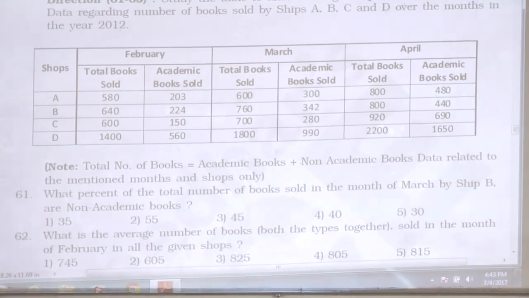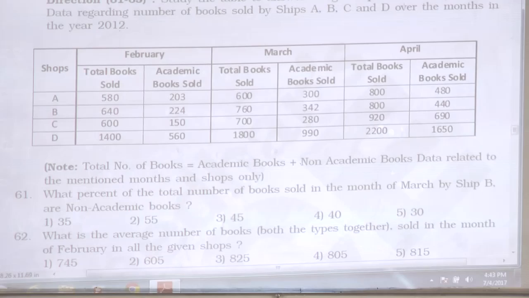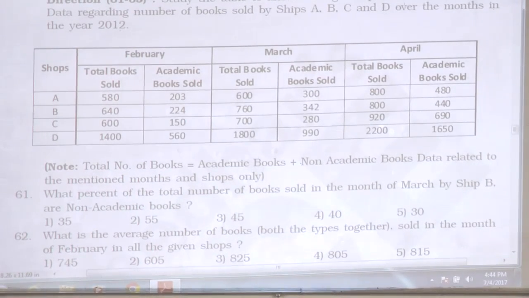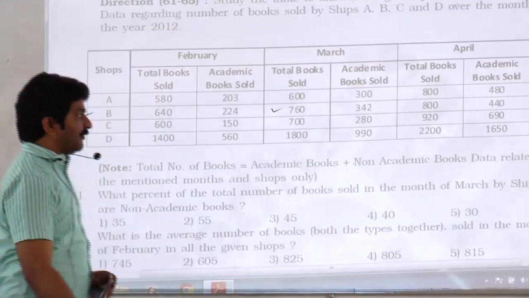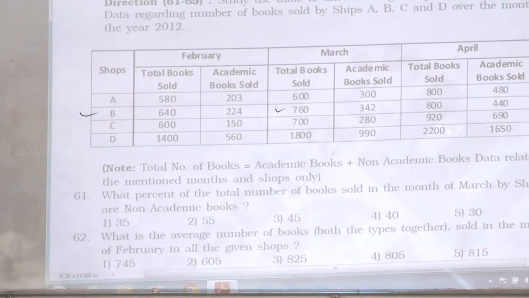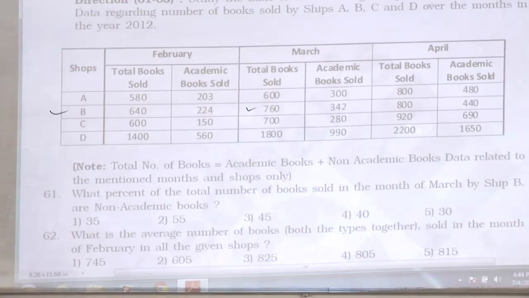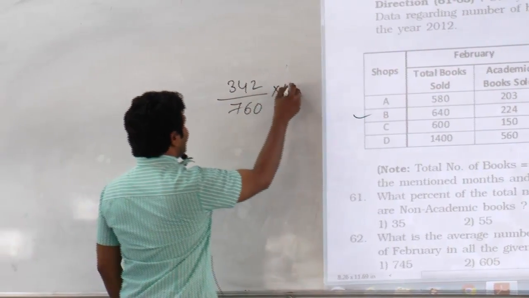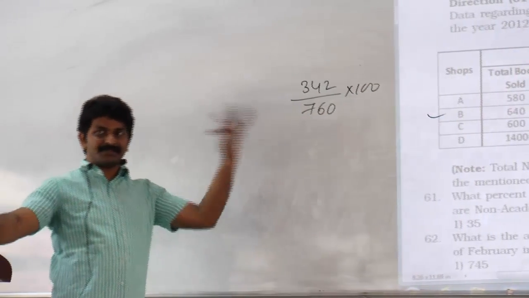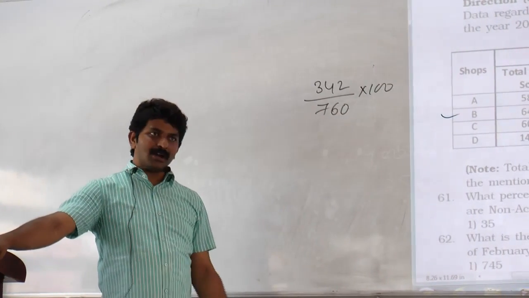61. What is the percentage of the total number of books sold in the month of March by shop B that are non-academic books? Shop B, March. Academic books are 342 and you are asked about non-academic books. Let me first identify: 342 forms what percent with respect to 760. If you know academic books percentage, the rest of the books belong to non-academic, right?